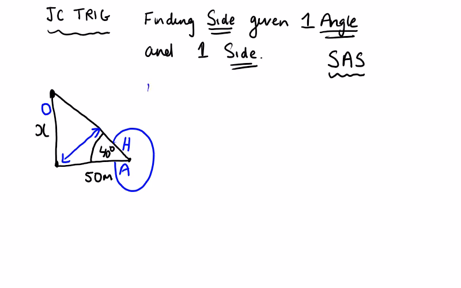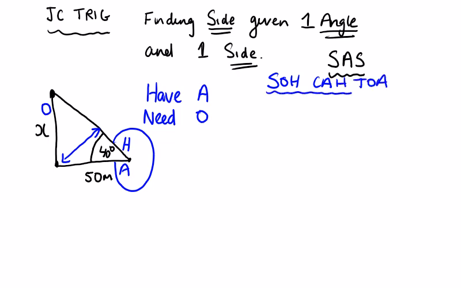So in this case, we're going to start off by saying, well, what do we have here? Let's look at this triangle. We have A, and we want O, that X there. So we've labeled them O and A. This is SOHCAHTOA, as you have written down so many times at this point. You should know it off by heart. Sine, opposite over hypotenuse, cos, adjacent over hypotenuse, and tan, two straight sides, opposite and adjacent. So we have A and we need O, and you can see here tan is the only one that has O and A in it.